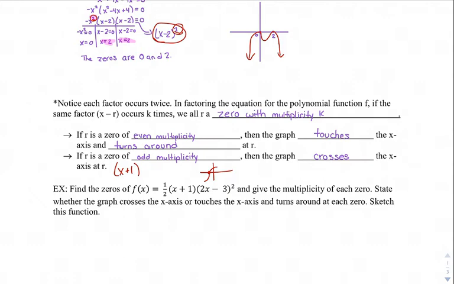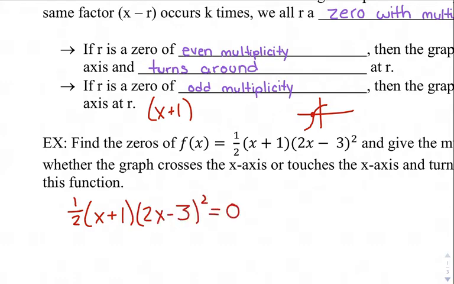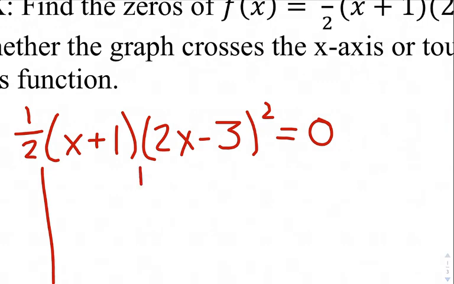So what we're going to do is find the zeros of this next function, then give the multiplicity of each 0, state whether it crosses or turns around, and then sketch the function. So the first thing I want to do is find the zeros. In order to find the zeros, remember we set this whole function equal to 0. The nice thing about this is that it's already factored for us, so I can just set each component equal to 0.